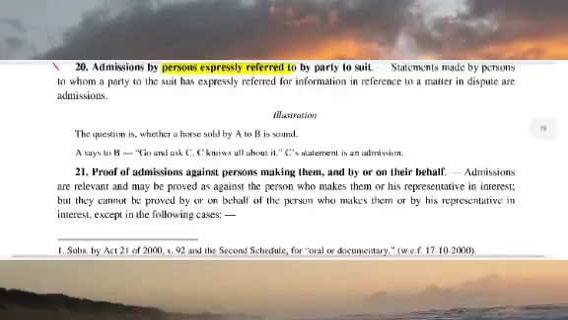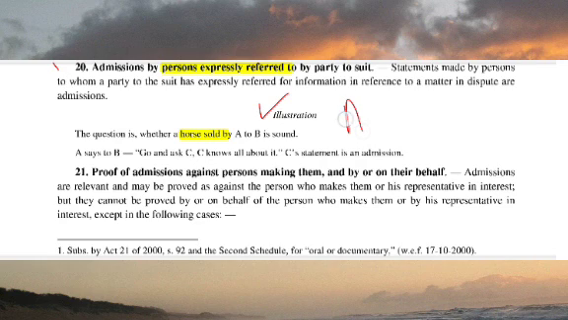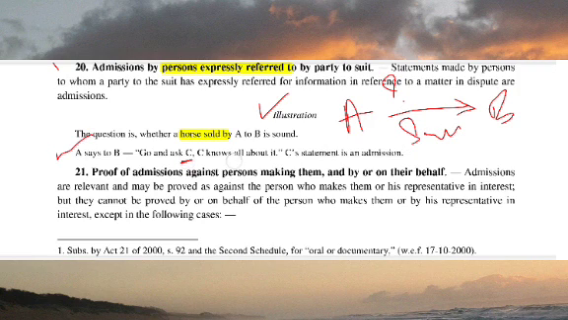This is enough. Then comes the illustration. The question is whether a horse sold by B to A was sound. A sold a horse to B. The question was whether the horse was sound. A says to B, go and ask C, C knows all about it. This statement is an admission.